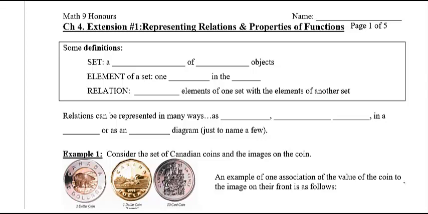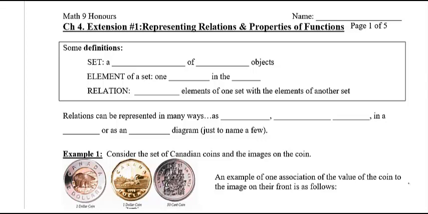Alright, welcome to the first extension for Chapter 4 of Math 9. This video is actually going to be pretty long. It's jam-packed with lots of information, stuff that you actually really need to know to be successful in your senior years of math. So, yes, there's a lot, but I hope you can learn this and learn this well, because if you do, it'll set you up for success later on down the road.